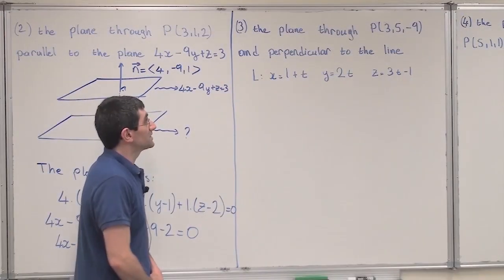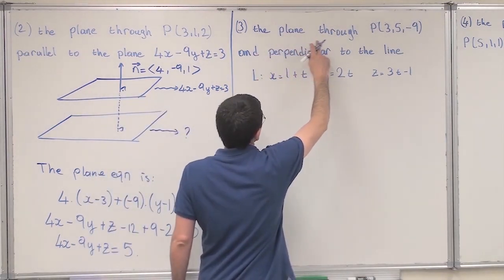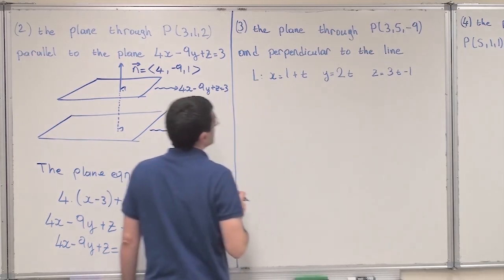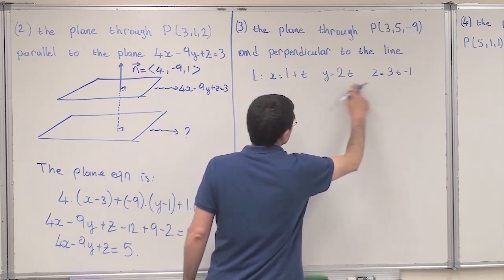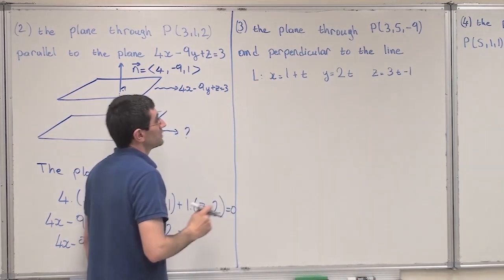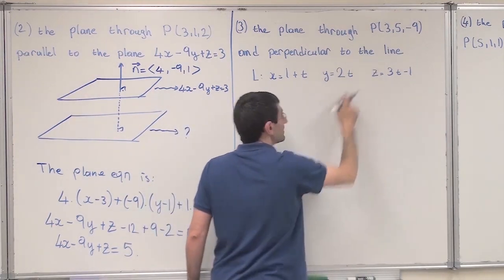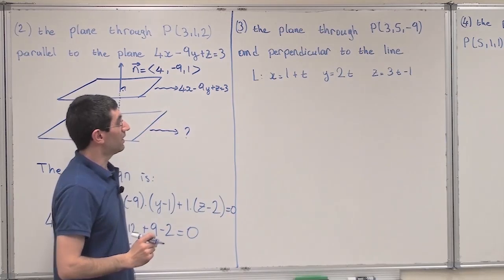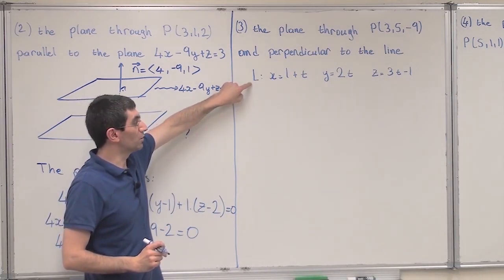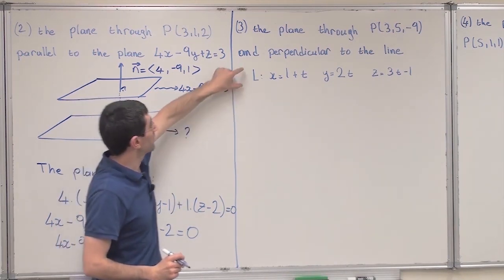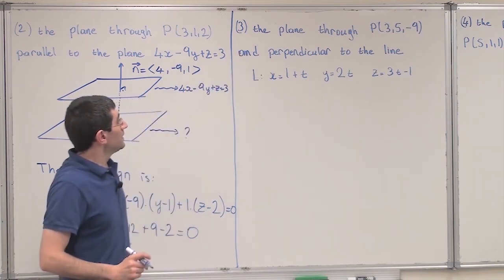Okay, let's look at our next question. We again want to find a plane equation, this time through the point (3, 5, -9), and perpendicular to the line which is given by these parametric equations. Again, for a plane equation, we need a point and a vector normal to the plane. However, the normal vector is missing in the question. So our first goal is to find that vector, and we are going to find it using this perpendicular line to the plane.